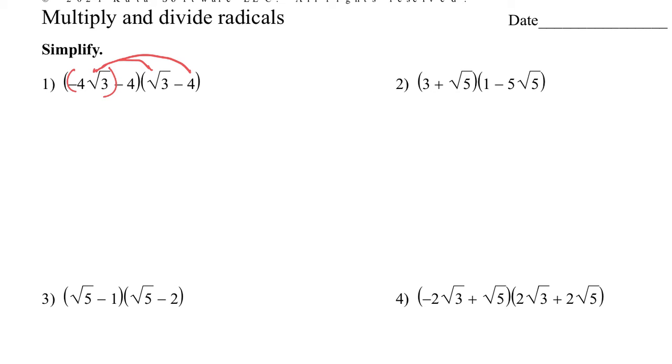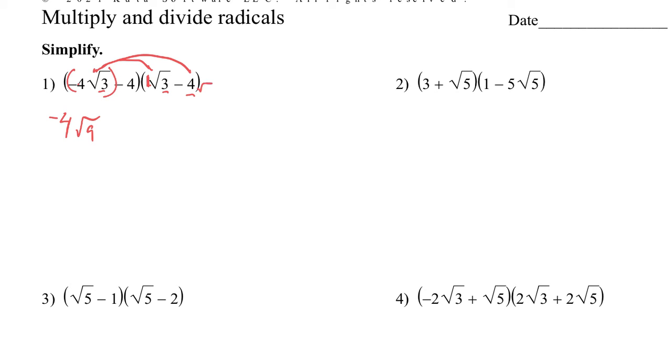So the outside times, there's only 1 in the outside of this. So we have negative 4 times 1, so it's going to be negative 4. The inside times the inside, so 3 times 3 is going to be radical 9. Then move on to the next terms, and we have negative 4 radical 3 times the negative 4.